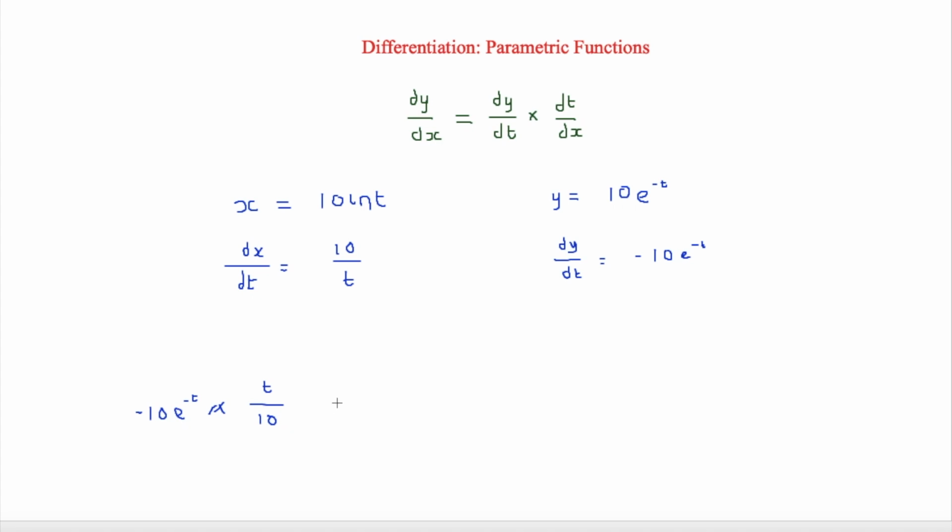That is going to be equal. The 10s here are going to cancel out because we have 1 on the bottom here. So we have minus e to the minus t times t. That's going to be minus t e to the minus t. So that is our final answer.